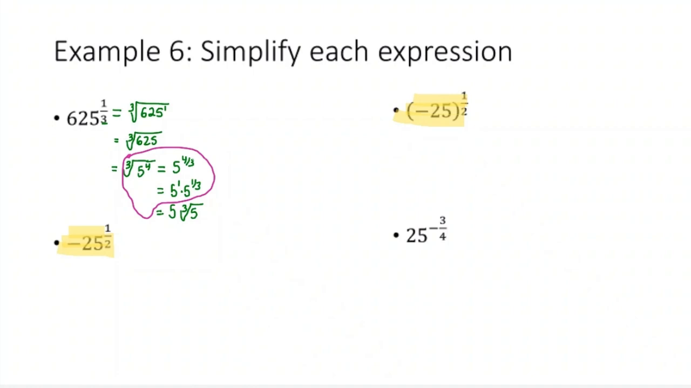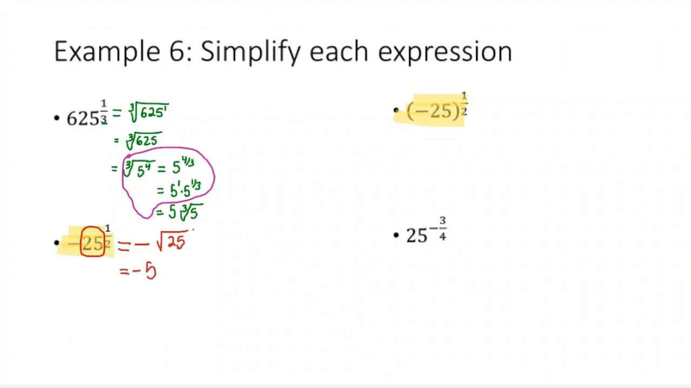For the first example in the bottom left, there's no parentheses around the negative 25 to the 1/2. So the 1/2 only affects the 25. So when I rewrite negative 25 to the 1/2 in radical form, the negative, which is not affected by the 1/2 power, stays outside. And because it's a 1/2 power, the denominator being 2, our index is 2, which means we do not have to write an index on our radical. So negative 25 to the 1/2 without parentheses is equal to the negative square root of 25, which equals negative 5.